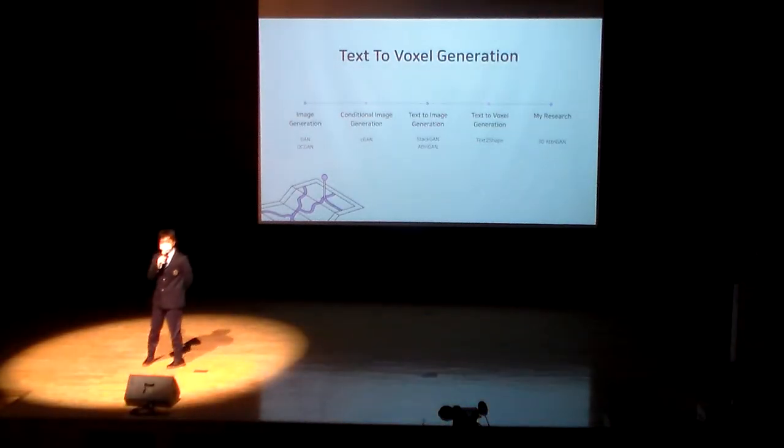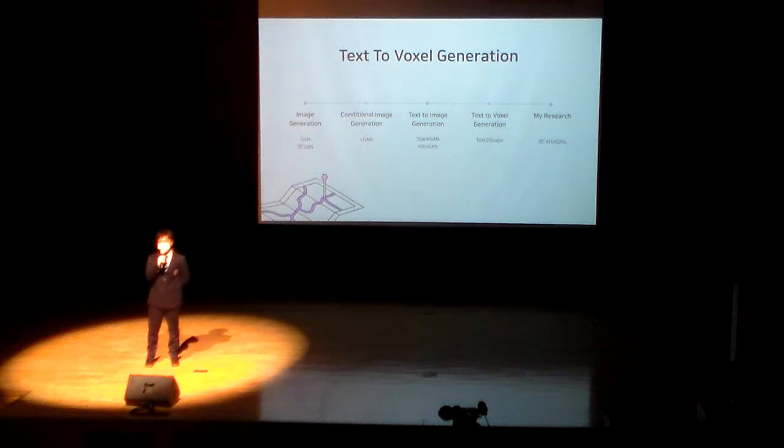I want to start this presentation by talking briefly about what text-to-voxel generation is. Among a lot of deep learning tasks, image generation such as deepfake is one of the popular tasks. Conditional image generation AI is an AI that can create an image from a given condition. If text embedding is given as the condition, we call it text-to-image generation.